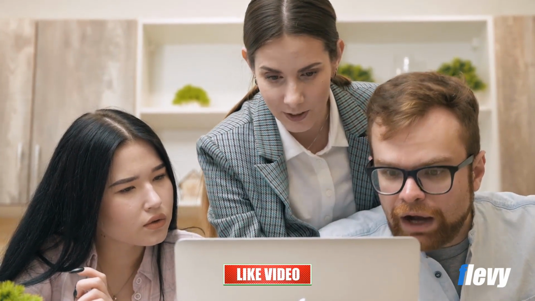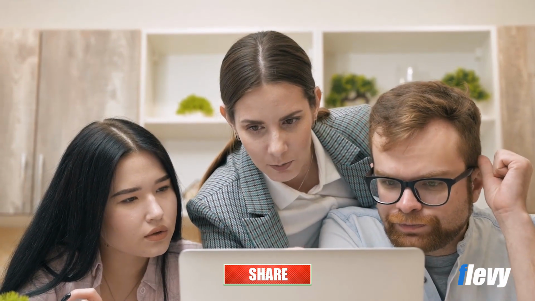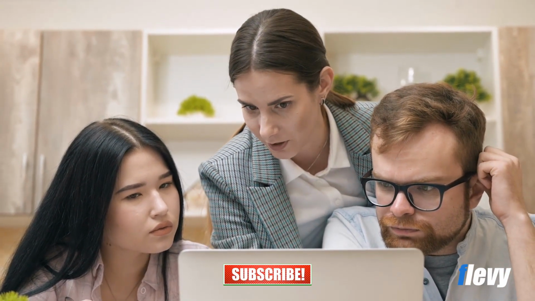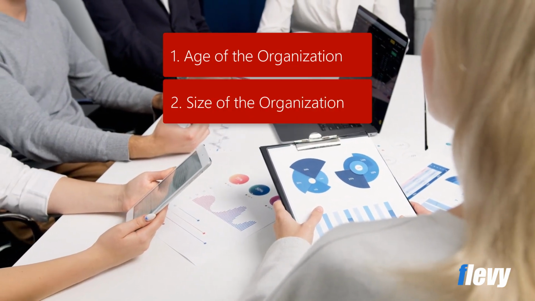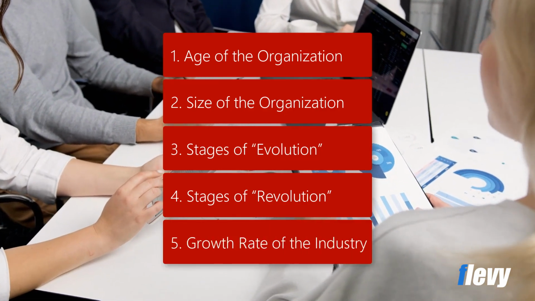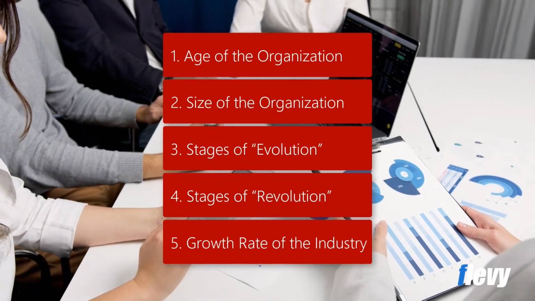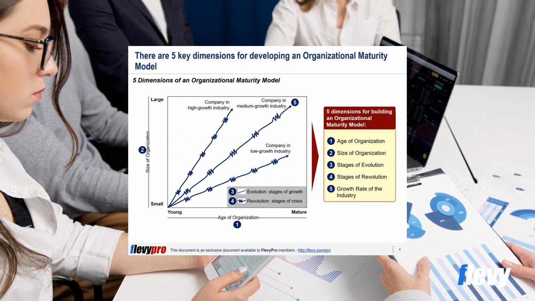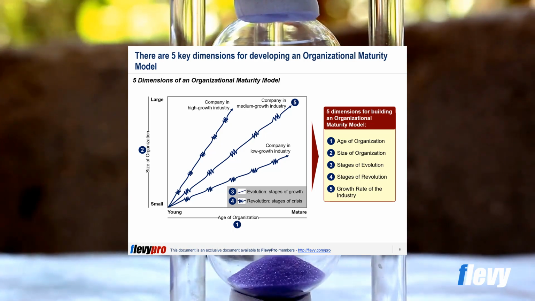Most maturity models qualitatively assess people, culture, processes, structures, and technology. In capturing the maturity of an organization, there are 5 dimensions to analyze. Age of the organization. Size of the organization. Stages of evolution. Stages of revolution. And growth rate of the industry. The concept of these dimensions is captured in the framework known as Greiner's growth model and is depicted on the PowerPoint slide. Let's dig into each of these dimensions.